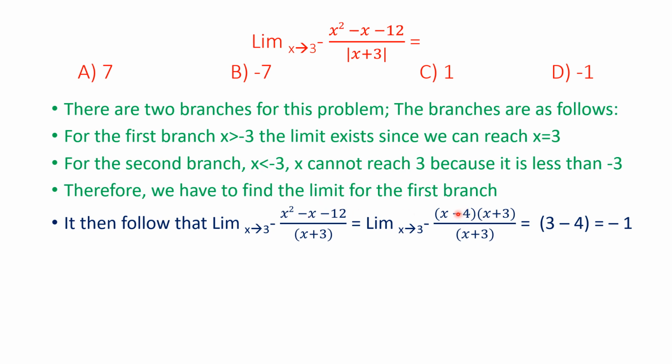And from this, we can cancel x plus 3. So we'll end up with just x minus 4. And we have to find the limit as x approaches -3. And that's going to give us 3 minus 4, which is equal to -1. And that is the correct answer. And in the options, it will be answer D.